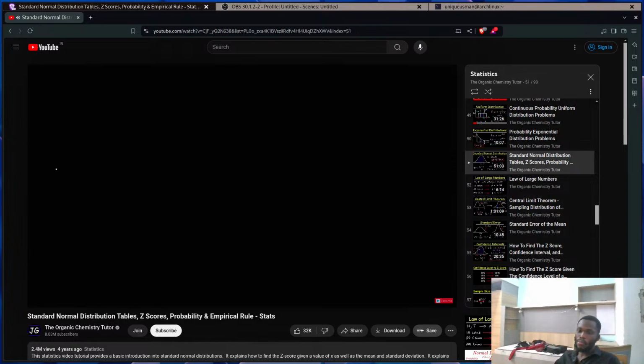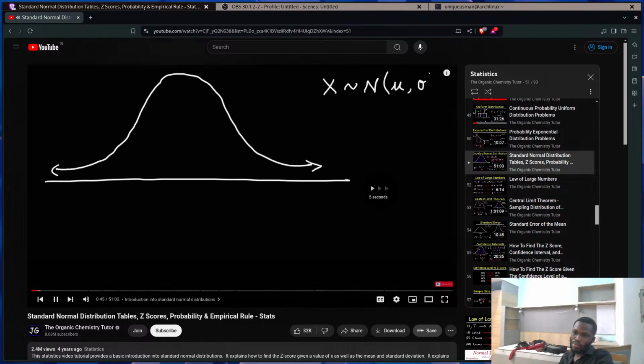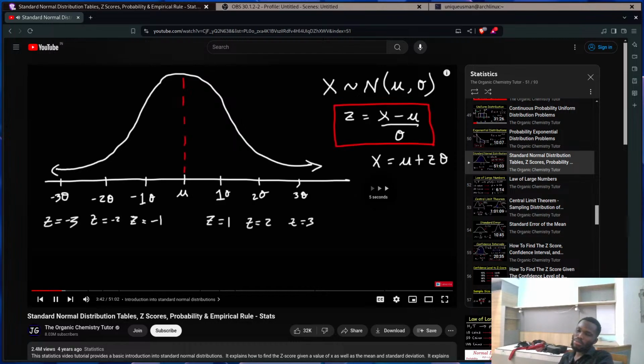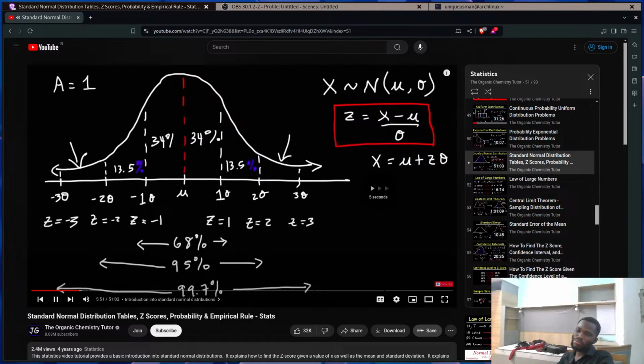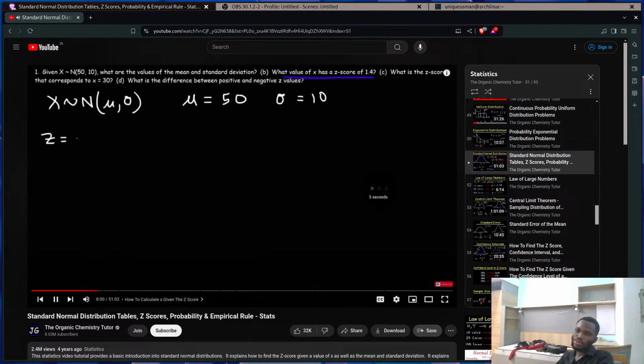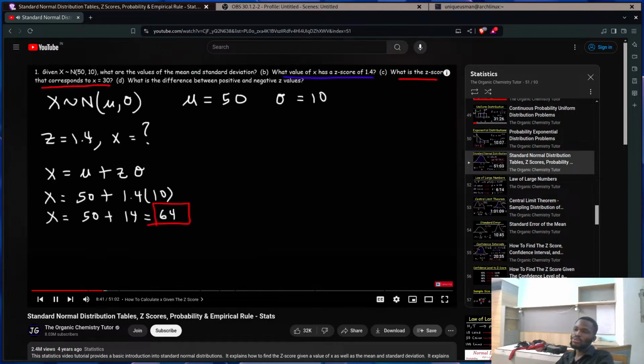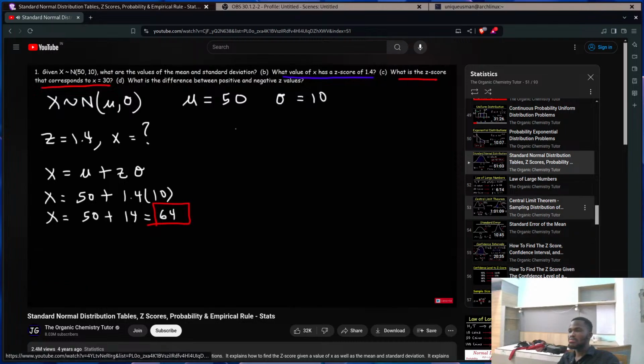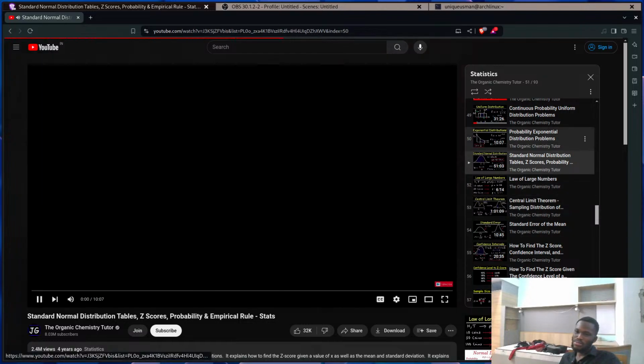So the normal distribution has the shape of a bell curve. Distributions away from the mean will tell us that we subtract those two. So what is the z-score that corresponds to x equals 30? So if x is 30, what is z? So now we're going to use the rearranged form.